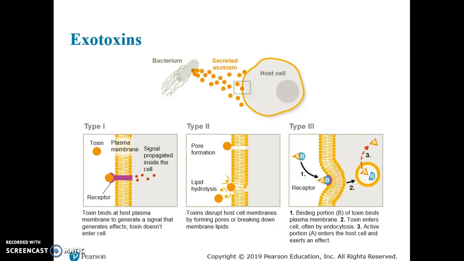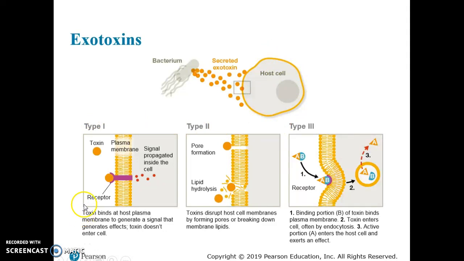But here you have the bacteria cell. It has flagella on it, these nice tails that are going to propel it through an environment, and the exotoxins are secreted. So this cell is still alive, and it is making these protein exotoxins and secreting them out into the environment. Then they are able to target the host cell, and there are 3 different types.